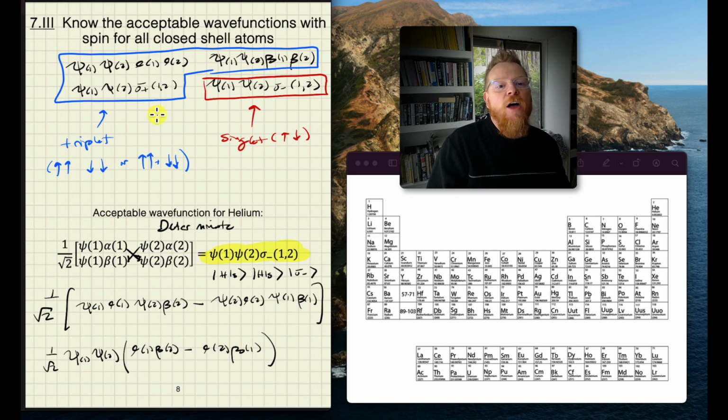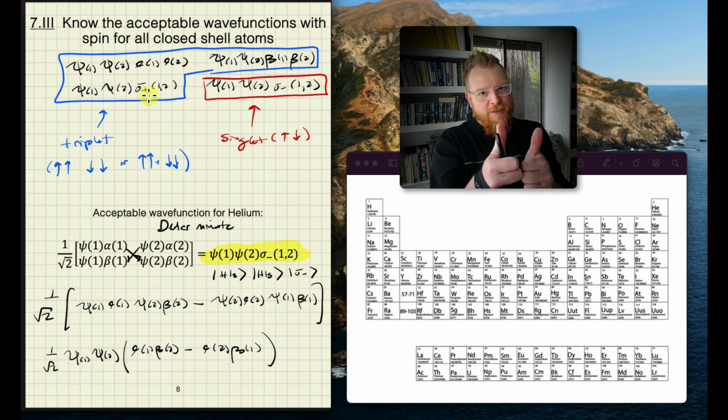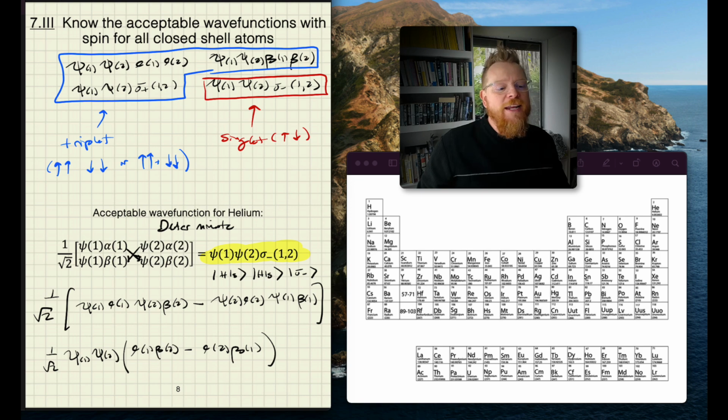Any of these other possibilities, those triplet states, could describe a 2-electron system, but that 2-electron system has both of its electrons unpaired, or the spins are parallel. So now what about any closed shell?